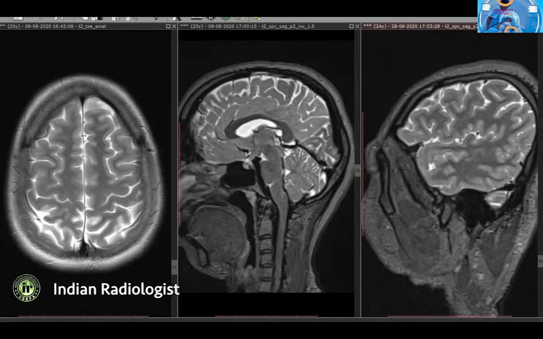On axial imaging, we first identify the superior frontal sulcus separating the superior and middle frontal gyrus. At its posterior limit, it forms a right angle with the precentral sulcus. The next sulcus posterior to it is the central sulcus.